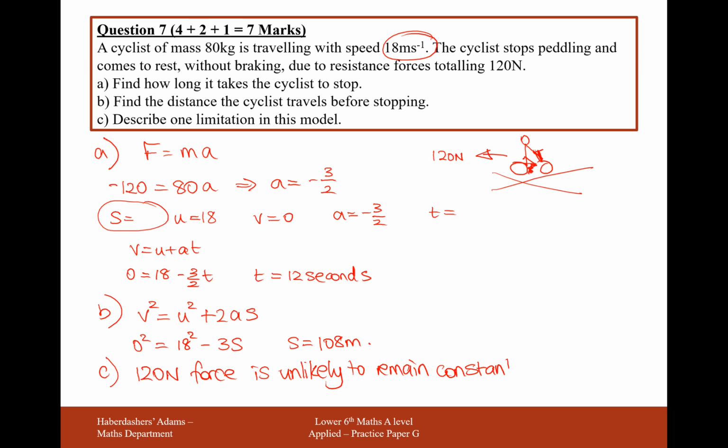Sometimes on a bike you start to decelerate quite quickly when you're travelling quite fast, so that could be a factor as well. So the 120 newton force is unlikely to remain constant throughout, and hence the deceleration rate will change as the speed changes, or as the surface varies, or as the gradient of the hill varies. Okay, 7 marks for that.